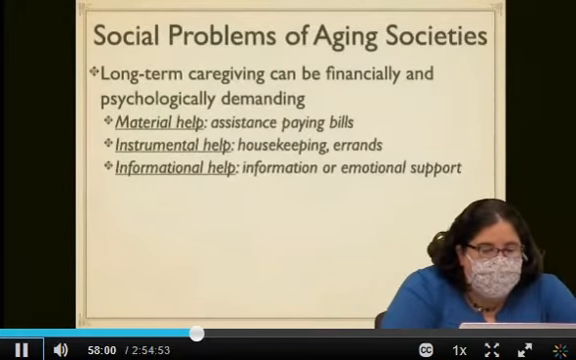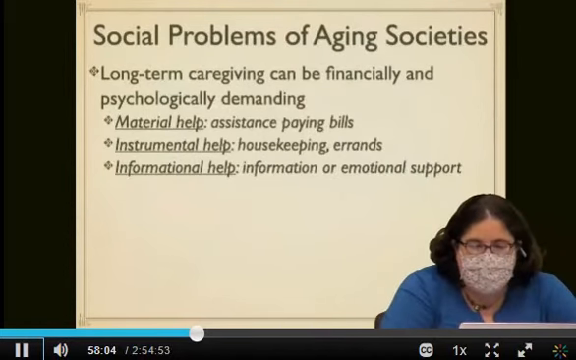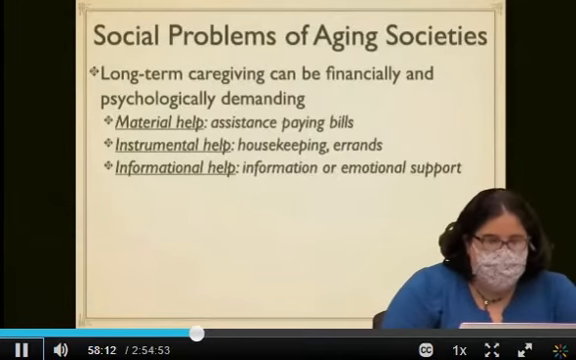Questions or comments about these social problems related to aging and society? All right.